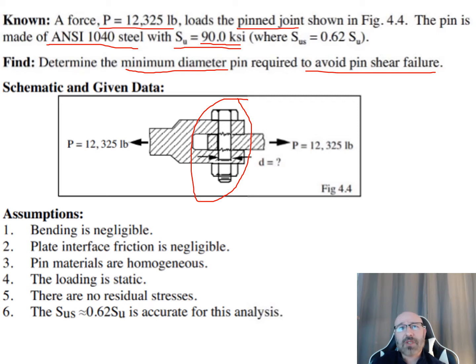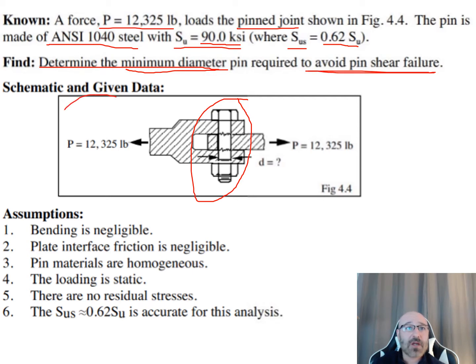Based upon that formula, we can say that now SUS, based upon our assumption, is equal to 0.62 times the SU. So that is equal to our tau. With that, now we can go through and determine our minimum diameter of that pin required in order to avoid that shear failure.